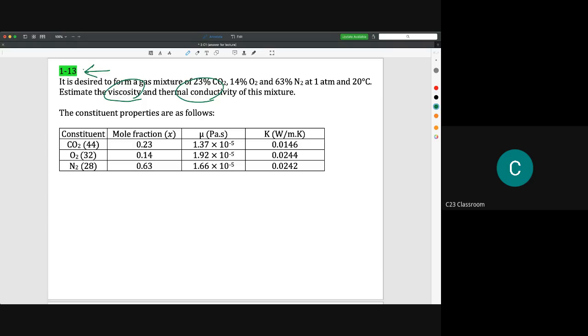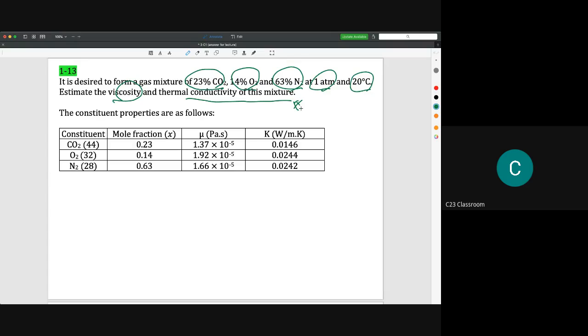Okay, so 1.13, we are going to have a mixture of gas. For example, we have 23% of carbon dioxide, 14% of oxygen, and 93% of nitrogen. We have 1 atm and also 20 degrees Celsius. Estimate the viscosity and the thermal conductivity of this mixture. The viscosity here can lead us to the idea of density. Once we know the viscosity, we could estimate its density from that.